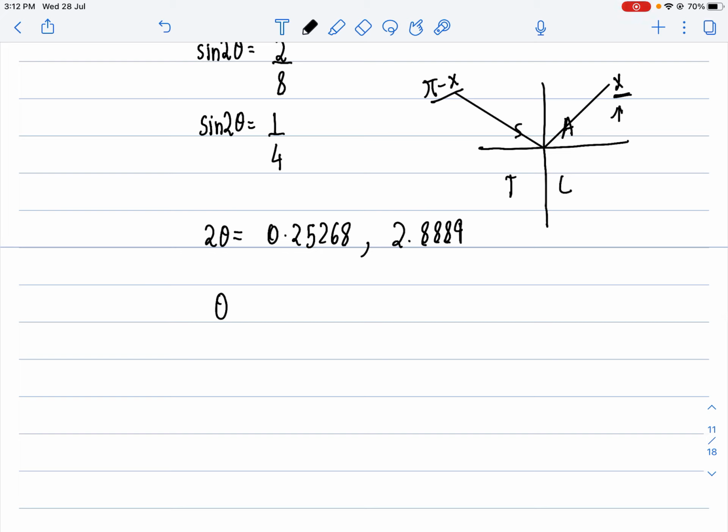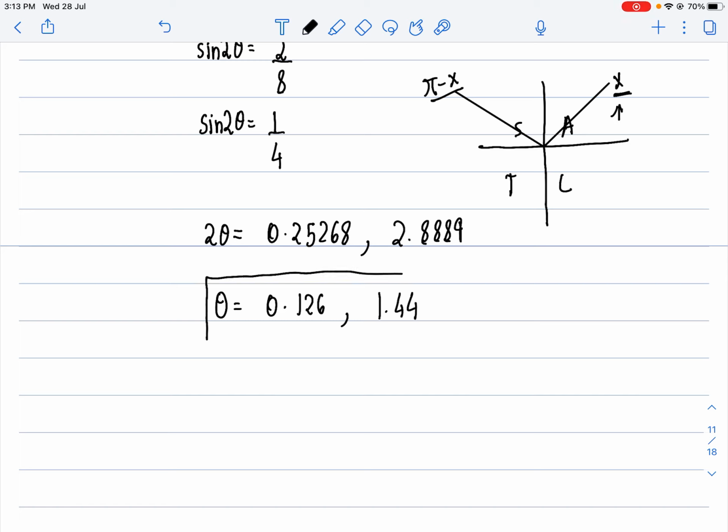But now, these are not your final answers. You basically need your theta. So that's basically 0.25268 divided by 2. Correct? Where you simply get 0.126. Correct? Comma, when you do 2.8889, correct, divided by 2, you get your answer basically as 1.44. Correct? This is what you get. So theta has both of these values, correct, as your answer.